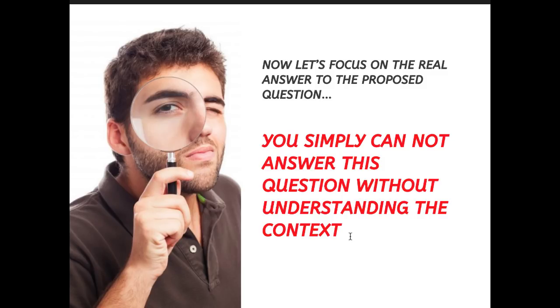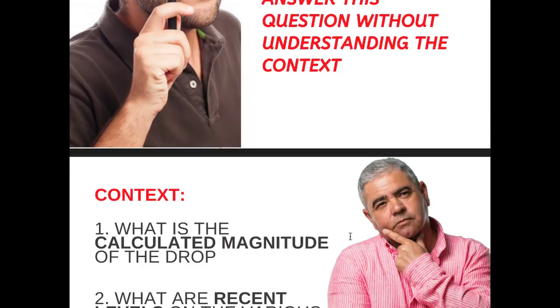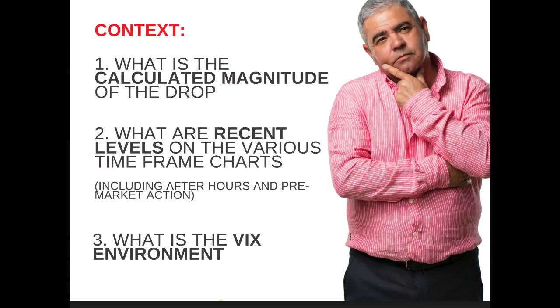It actually has to do with the context. You simply cannot answer this question without understanding the context, guys. And here's what we mean by context. Number one, when selecting the strike price, you absolutely have to understand the magnitude of the drop that you're calculating. There needs to be a number of calculations done under which conditions you're placing the trade that tells you how big of a drop you're actually expecting.